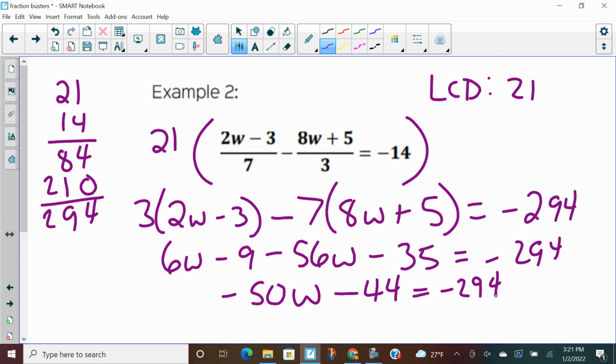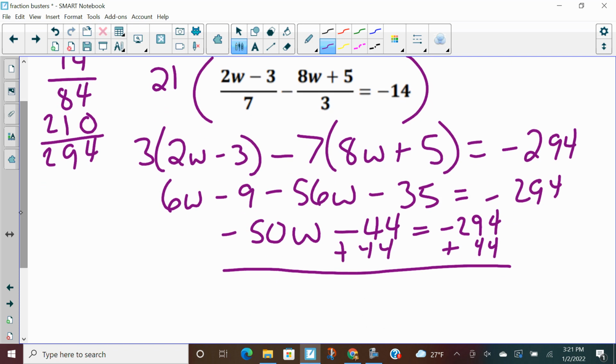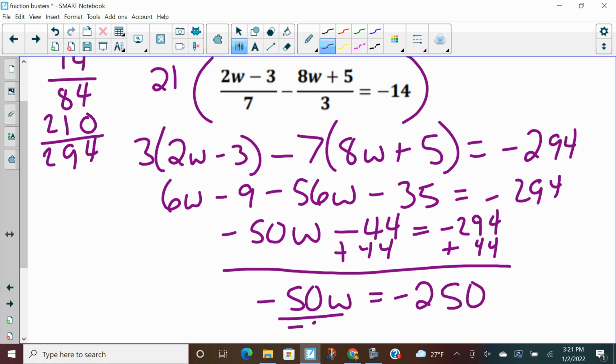So then I'm going to add 44 to both sides. I get a negative 250. Divide by negative 50. I get W equals 5. Sorry, W equals 5.